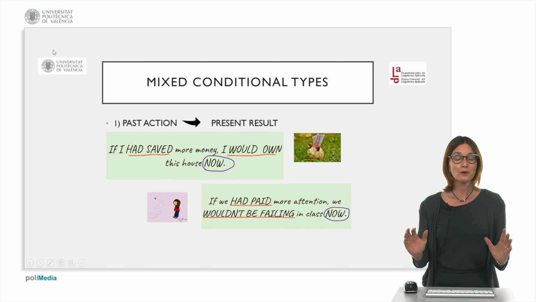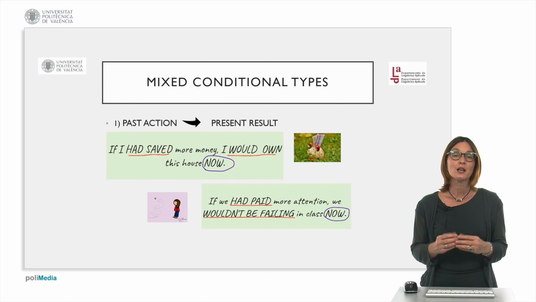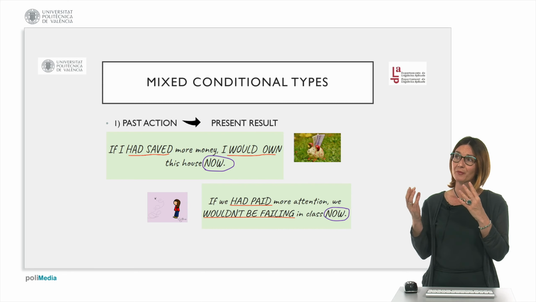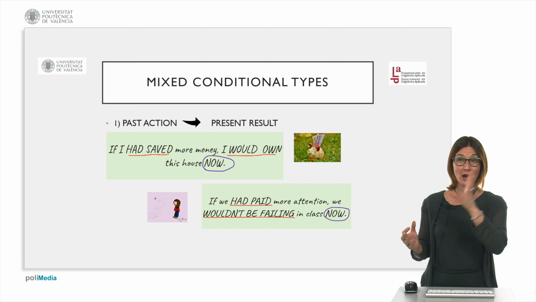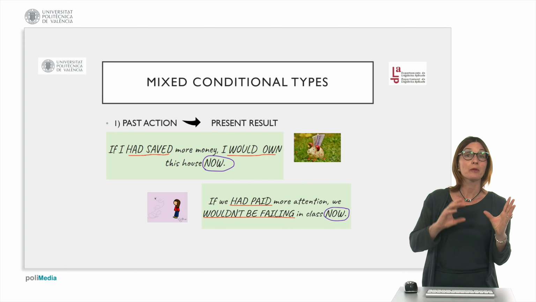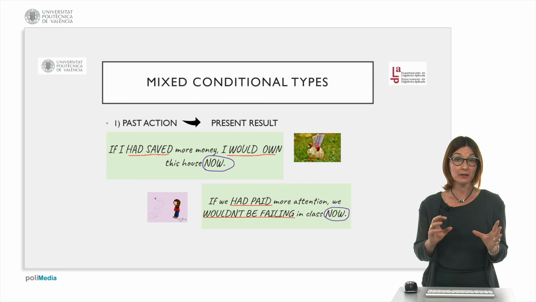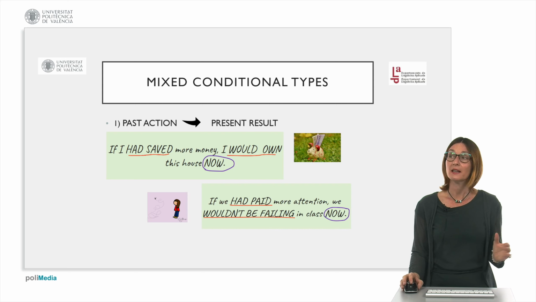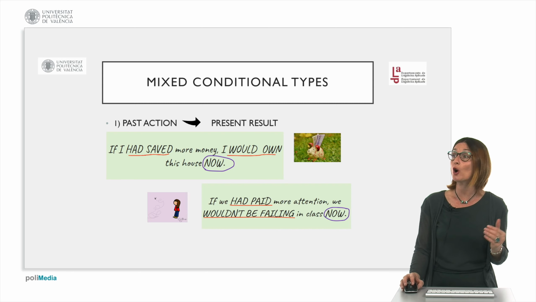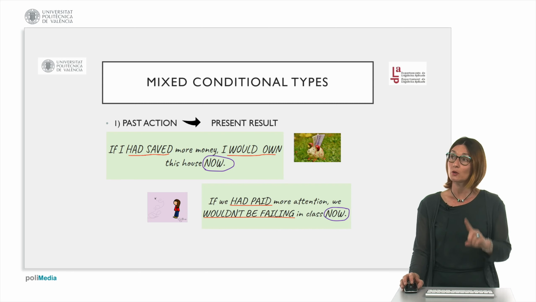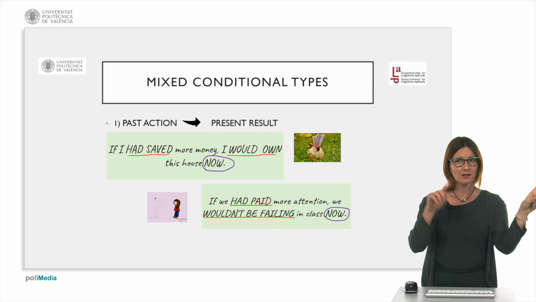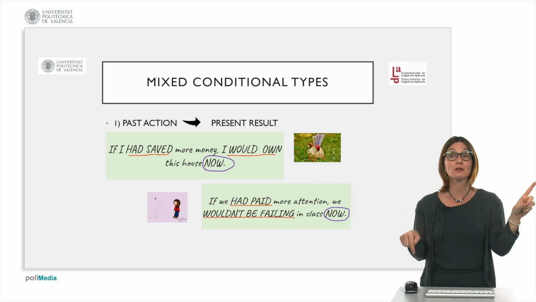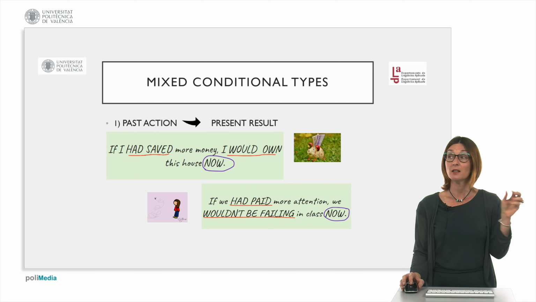Right, so we are going to have a look at three main types of mixed conditional sentences. The first one is a type in which we have a past action, which is hypothetical because it did or didn't happen, and then we have in the main clause a present result. So something like, if I had saved more money, I would own this house now. So this action in the past has a result that is relevant at the moment of speaking. But I didn't save the money, so now I don't own this house.